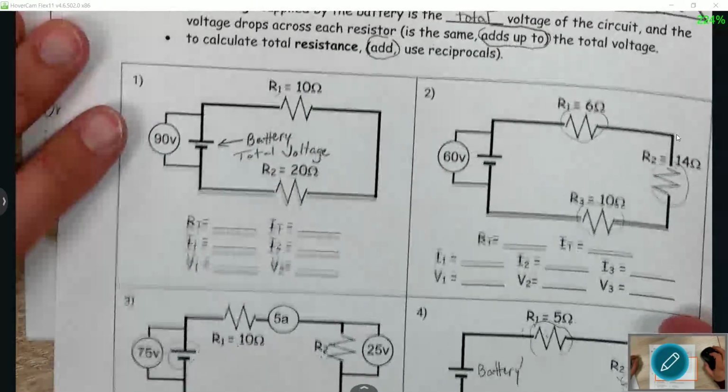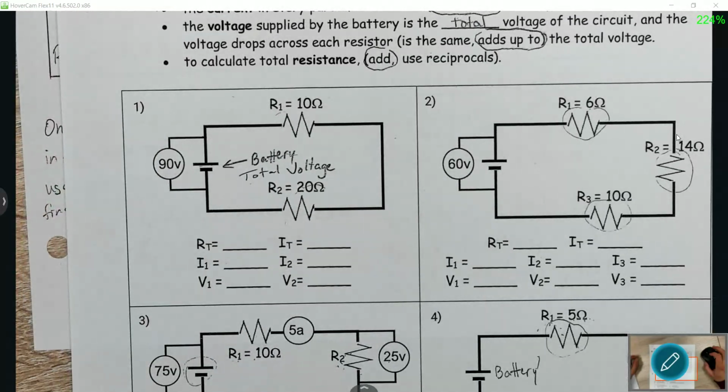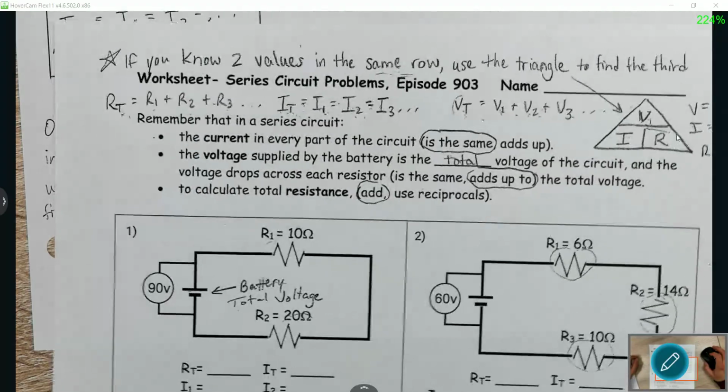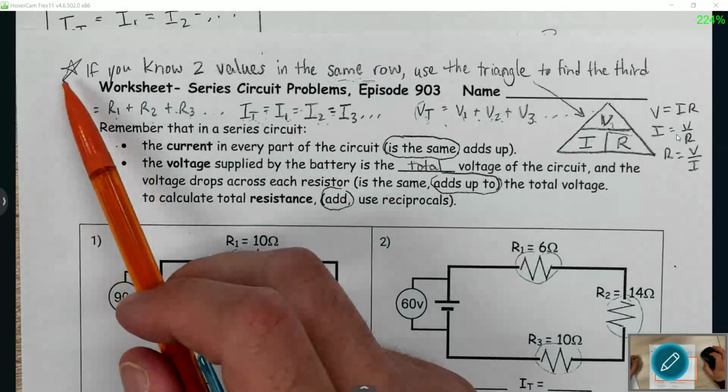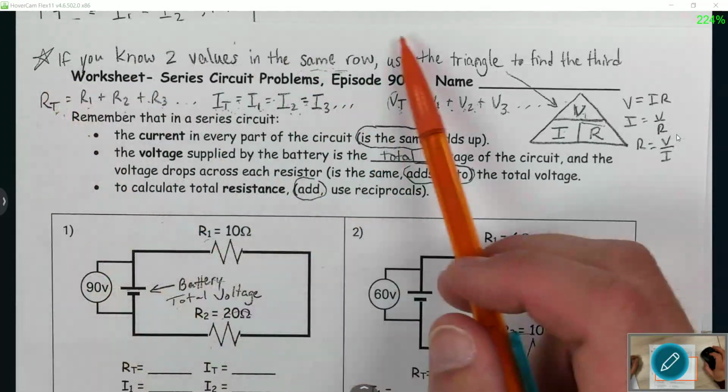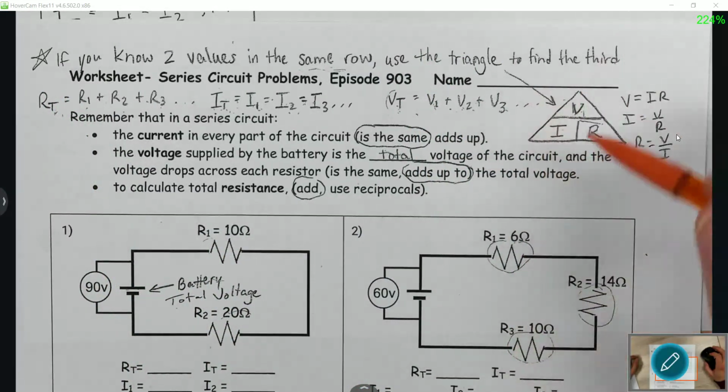So on this paper, we are going to make a VIR table and complete this. So put a little star. Again, if you know two values in the same row, use the triangle to find the third. Okay, VIR. I is V divided by R, and R is V divided by I.